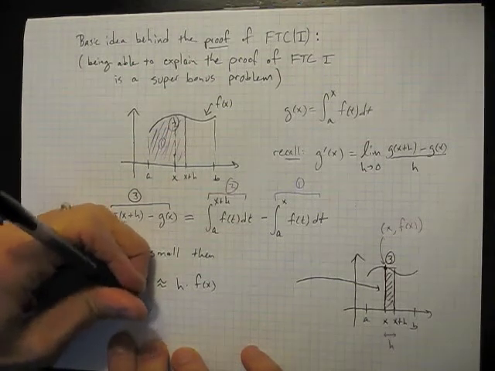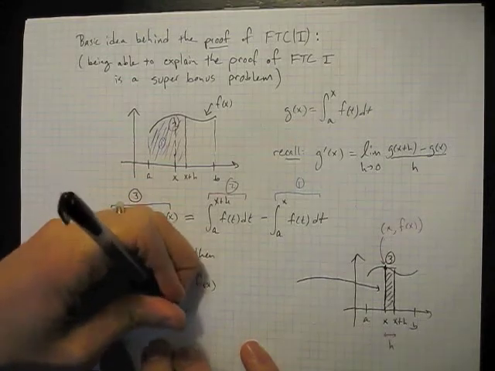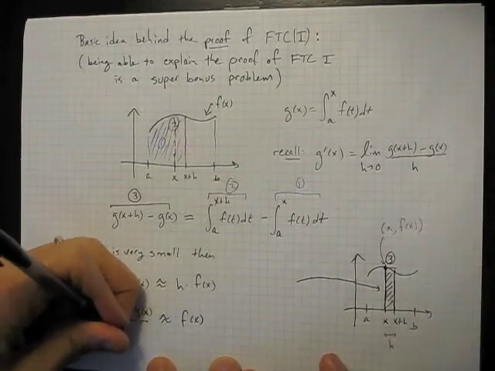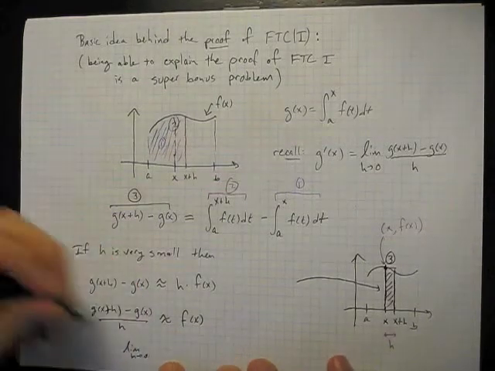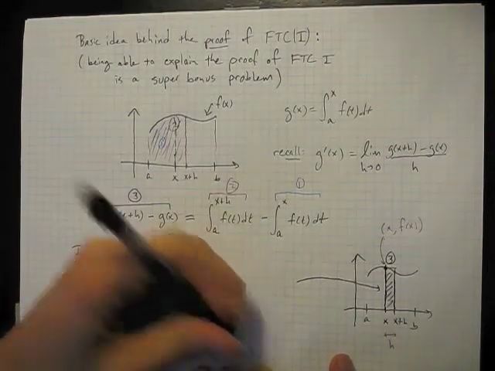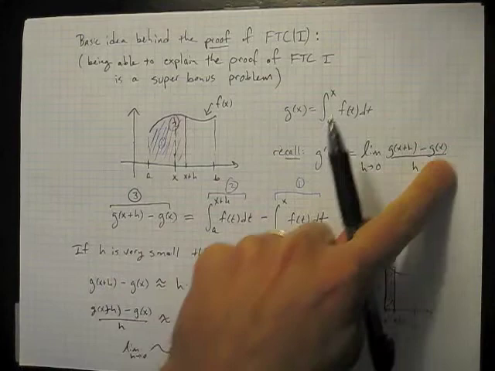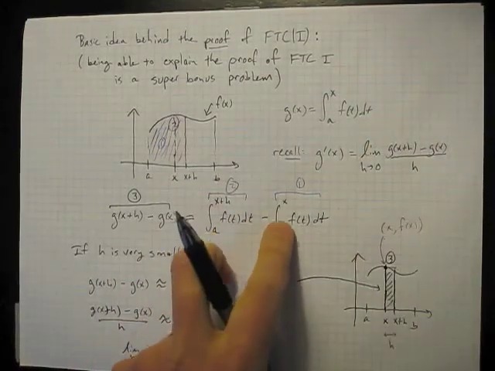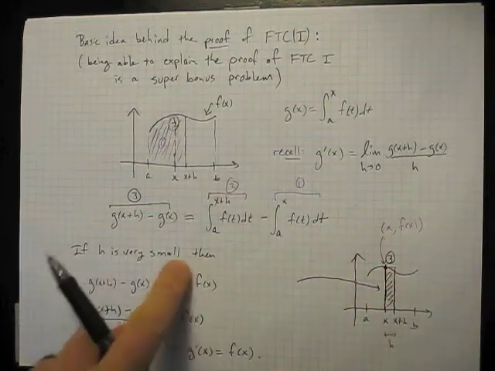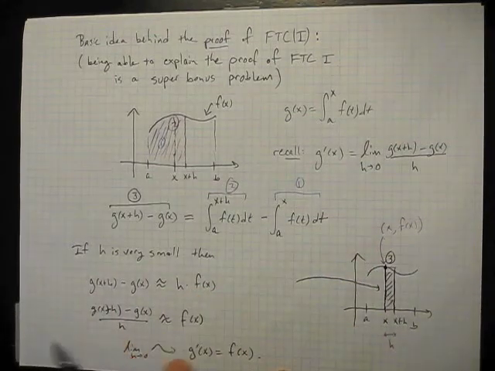So we have g of x plus h minus g of x, divide by h, and this is approximately f of x, okay? And so if you take the limit as h goes to 0, well, that tells you that g prime is equal to f of x. So this is the basic idea of the proof. That is to take the definition of the derivative, see what that gives you in terms of signed areas, call the difference, that signed area, approximately the area of a small rectangle that has height f of x, and then divide away the h and take the limit.